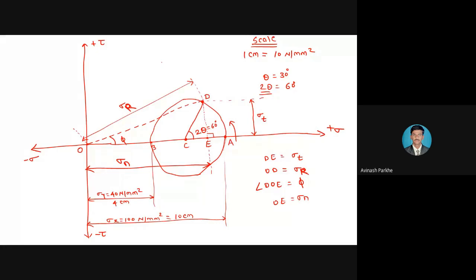So I will consider the constant value as 8.5. So OE distance is equal to 8.5. How much scale we have selected? 1 centimeter is equal to 10 Newton per mm square. So here how much centimeter is there? 8.5 into 10. Then what is your sigma N value? 8.5 into 10, 85 Newton per mm square.